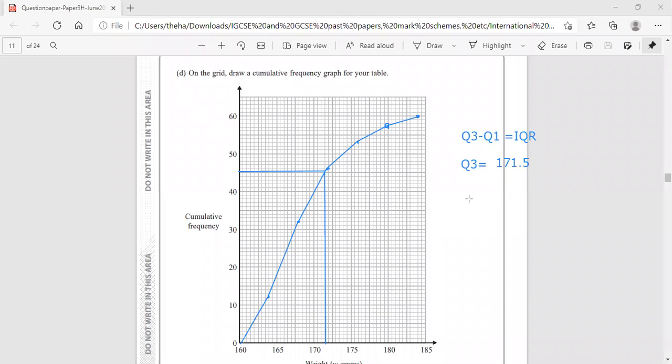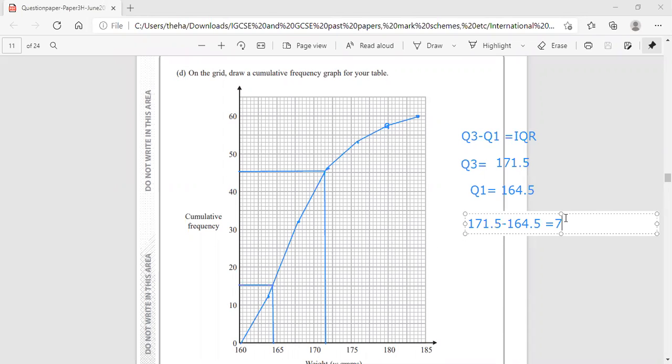Now let's work out Q1. Q1 is 25%, so we do 60 times 0.25, which gives us 15. Let's work across from 15 and go down. That'll give us 164.5. So Q1 equals 164.5. Then what we need to do is 171.5 minus 164.5, and that gives us an answer of 7, and that is correct.